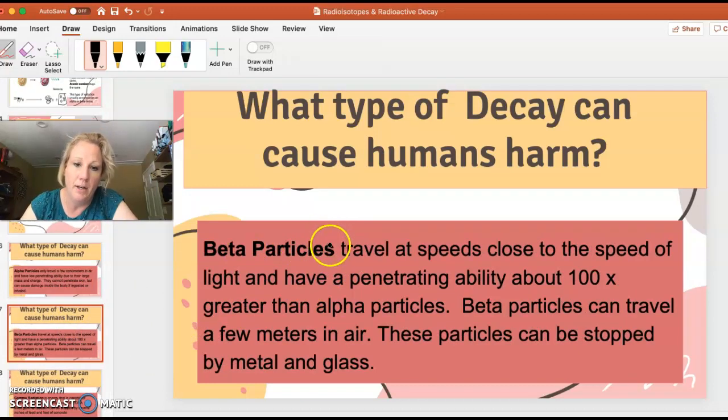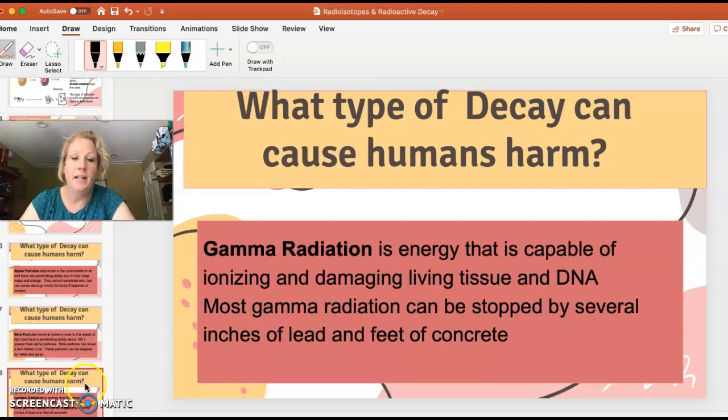Beta particles are much smaller than alpha particles, so they are much more able to penetrate or go through things. They can go a few meters in the air, and they can be stopped by things like metal and glass. And then lastly, we have gamma radiation, which is the worst, with the highest penetrating power. It is able to go right through the human body and flesh and cause problems with our DNA, which can cause different forms of cancer. So gamma radiation is very difficult to stop. We attempt to stop it with feet of concrete and inches of lead. So the most penetrating, able to cause harm and go through things and affect them, is gamma. The least penetrating are alpha particles that come from an alpha decay.